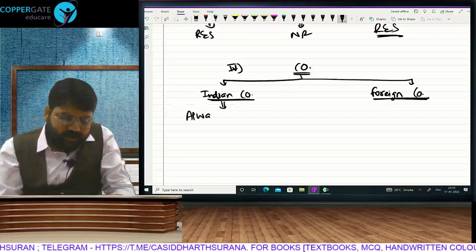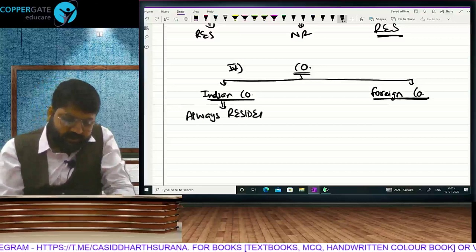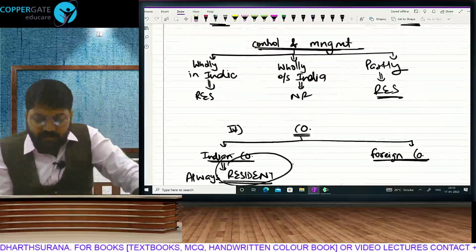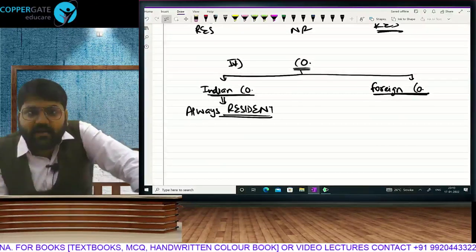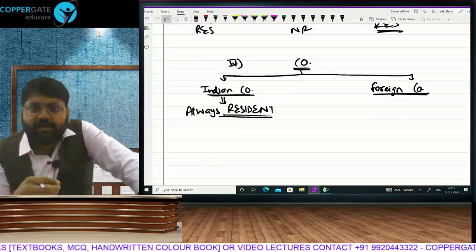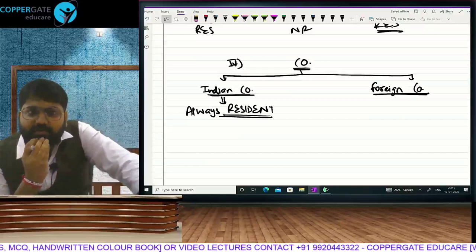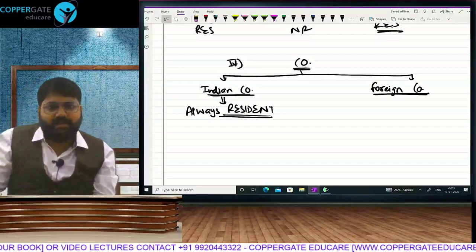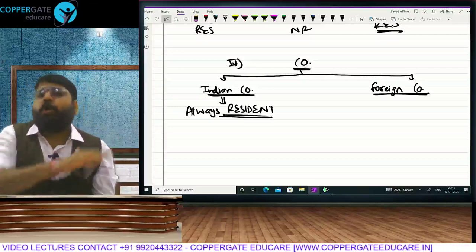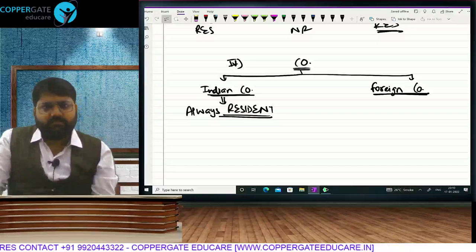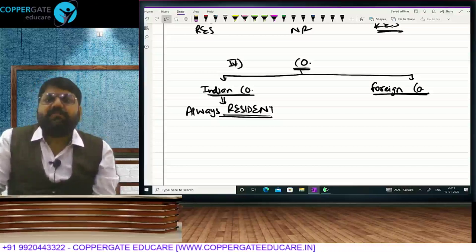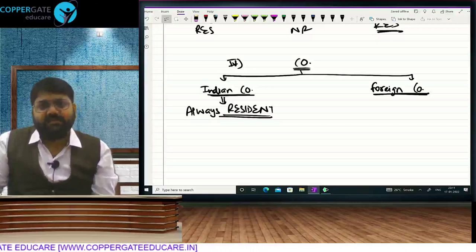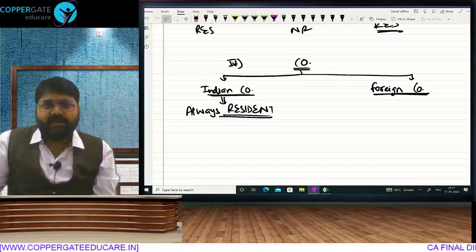Indian company, close your eyes, ignore everything, always resident. All the decisions taking place outside India, still Indian company will be resident. Once your company is incorporated in India, a company like Reliance Industries Limited or Tata Steel Limited or Vedanta, you have heard of Vedanta? Yes, sir. That owner of Vedanta, Mr. Anil Agarwal, he majorly stays outside India. He stays in London. It is possible that all the decisions of the company are taken outside India. But this company will still be treated as resident. It is Indian company, so it will be treated as resident. That means, can I say, place of control and management is irrelevant?